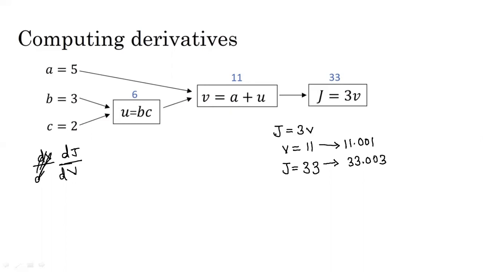33.003. So finally, what amount of change in J can we observe if there is a small change in the value of v? It is 0.003 whole upon 0.001, and that is equal to 3. So the slope of this function came out to be 3. The slope, that is the rate of change of J upon the rate of change in v, is equal to 3. Also, if you need to find the slope, you can use the derivative as well.